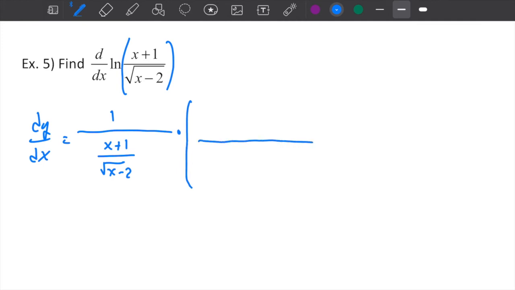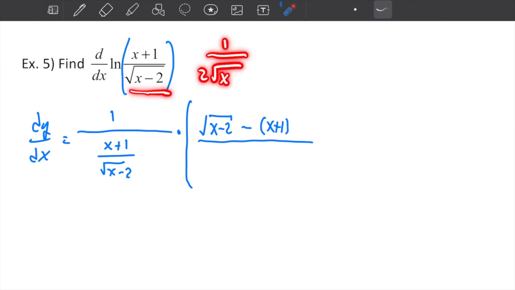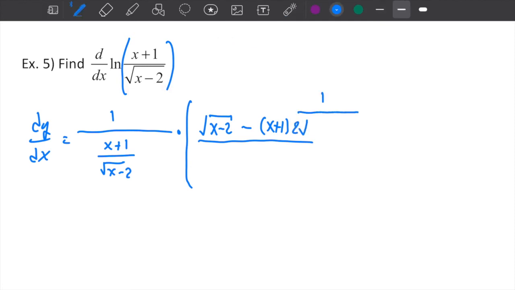So quotient rule, we call the derivative of the top. Derivative of x plus 1 is 1 multiplied by the bottom, so we've got square root x minus 2. Subtract the top, x plus 1, multiplied by the derivative of the bottom. Derivative of the square root of x minus 2 is 1 over 2 root x minus 2. Chain rule, for x we multiply by 1. So it's going to be 1 over 2 square root x minus 2, all over the denominator squared. So all over x minus 2.